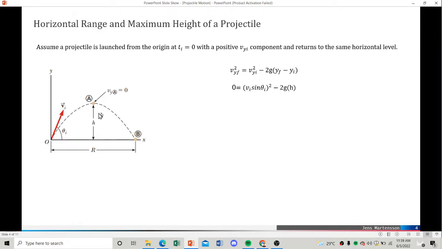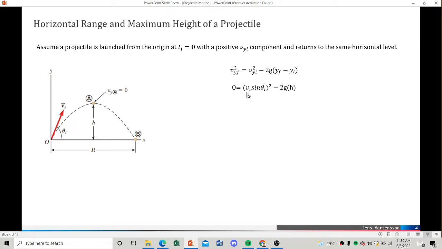So in terms of the y direction, if we try to create some right triangle here, the velocity vy, from trigonometric function, is vi sine theta i, opposite over hypotenuse. So we have vi sine theta squared minus 2g, where our y initial here is 0, but our y final is equal to h. Okay, so our maximum height.